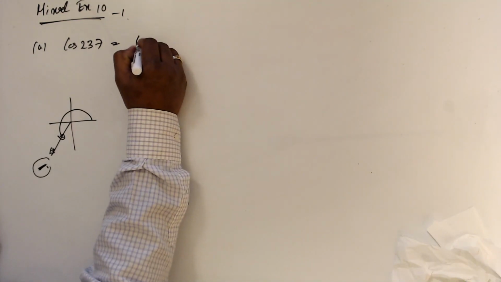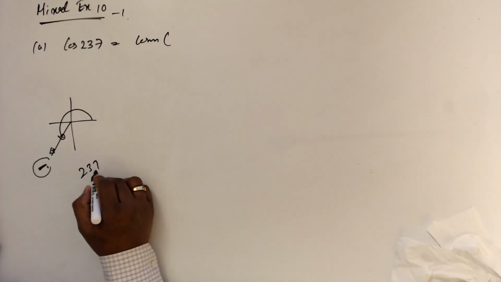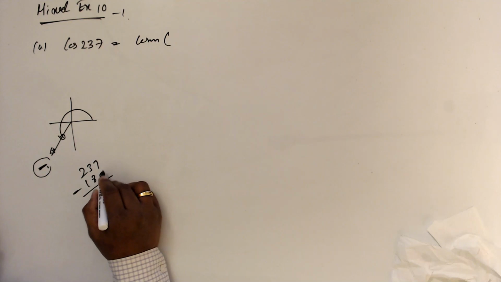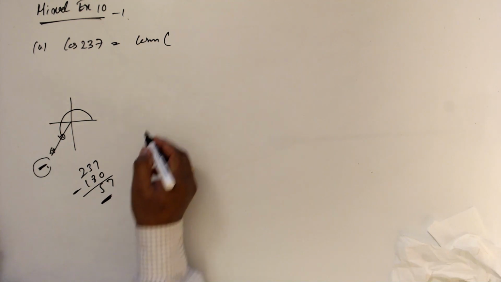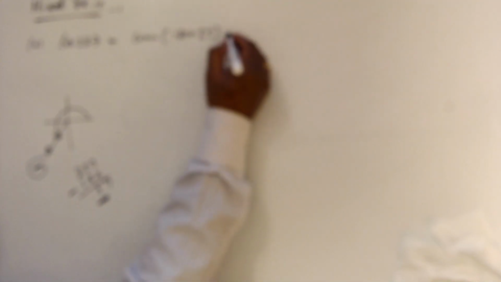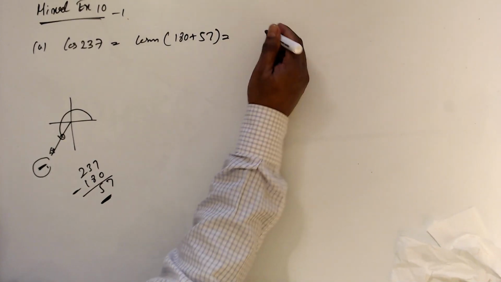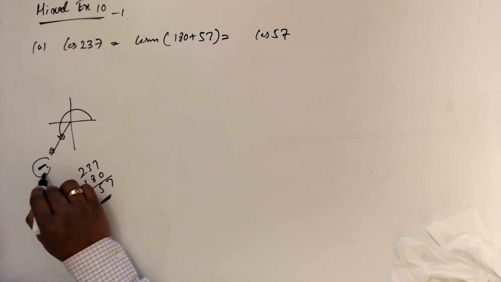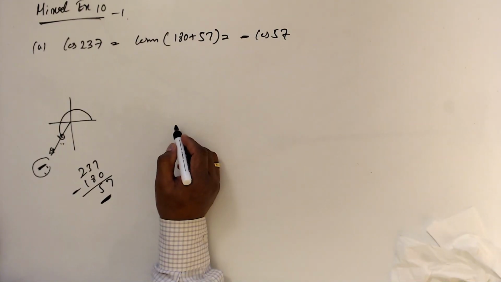Now I can write cos 237 minus 180. So that is 57. So cos 180 plus 57 means 237. So if we write something with 180, we can simply write it with the acute angle like this, cos 57, but we need to write the symbol. Cos is minus in the third quadrant.